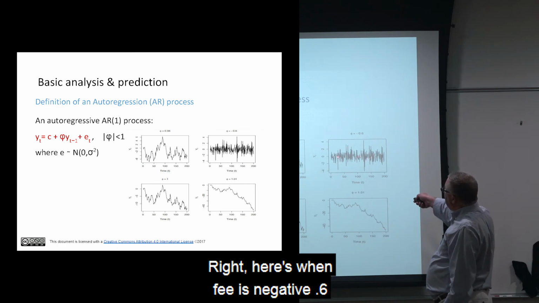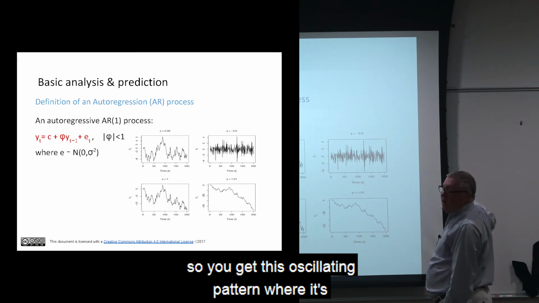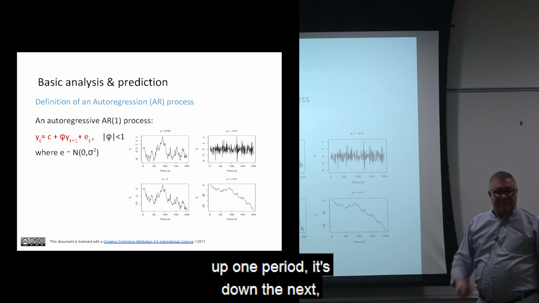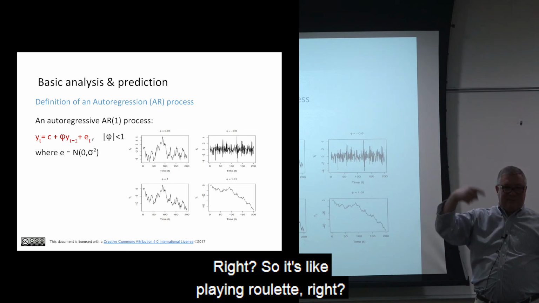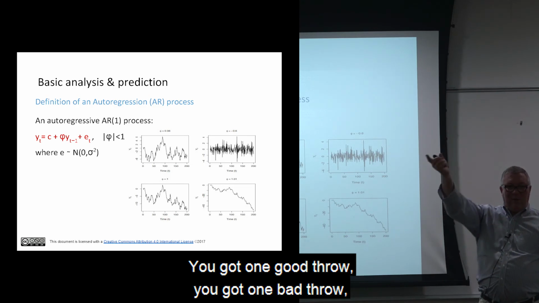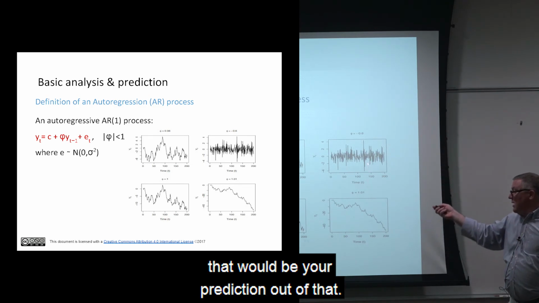Here's when phi is negative 0.6, so you get this oscillating pattern where it's up one period, it's down the next, it's up one period, it's down the next, right? So it's like playing roulette, right? You got one good throw, you got one bad throw. That would be your prediction out of that.